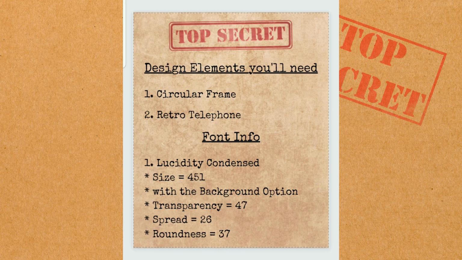Anyhow, these are the design elements you will need for today. It's a very simple circular frame, but there's a twist to this frame, and I will show you that when I'm creating the design. You're going to look for retro telephone, and for the font info, it's just one font, and those are the parameters underneath there. Lucidity Condensed with a size of 451. We're going to use the background option, and the approximate values for today are: transparency 47, spread equal to 26, and roundness equal to 37.